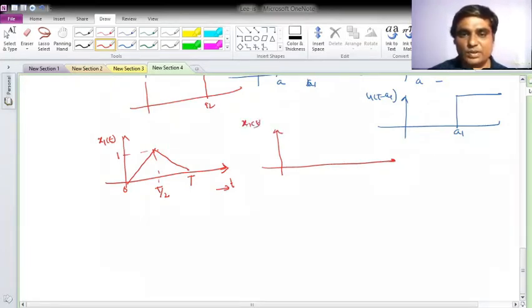Okay, so how will it be? You can create one ramp whose slope will be 2 by T, and you have to terminate it at t equal to T by 2. So the ramp is terminating at T by 2. After termination, it again goes with a negative slope, so you have to create it like this.